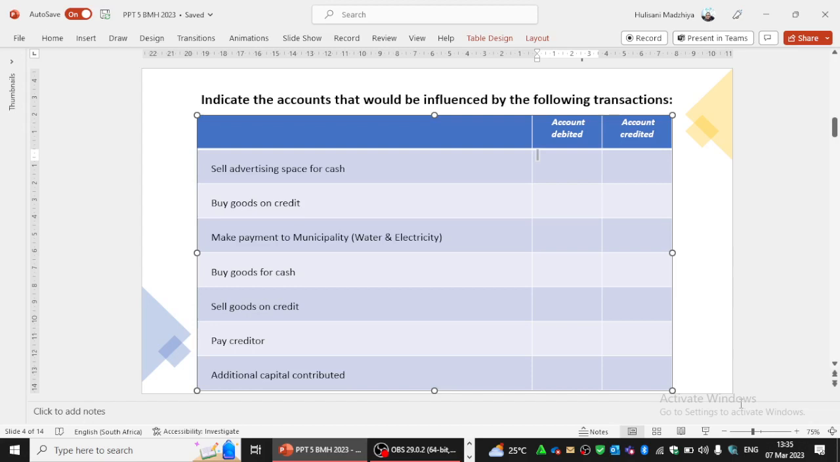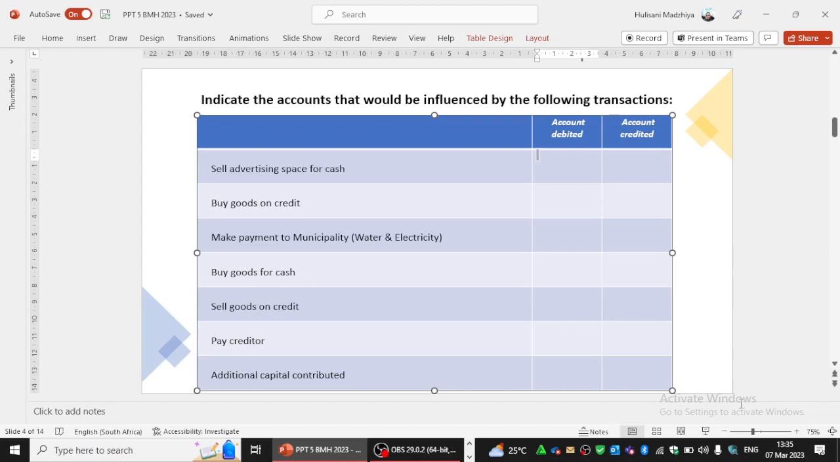So if it says you rendered service for cash, it means the account that is going to be credited is no longer going to be sales, but services rendered, to show that I did render a service to someone and they paid me. So my services rendered account will go up.